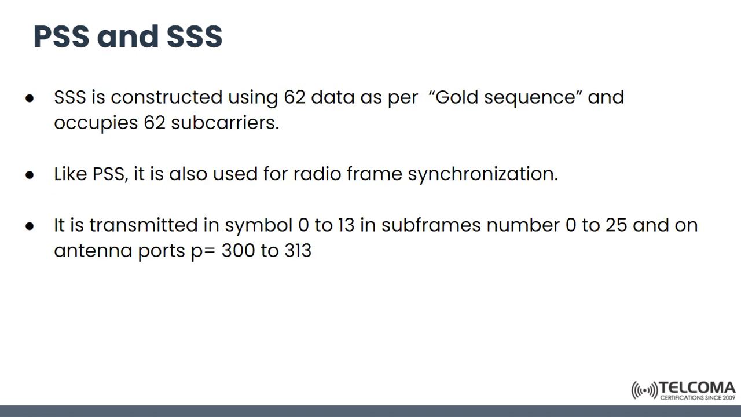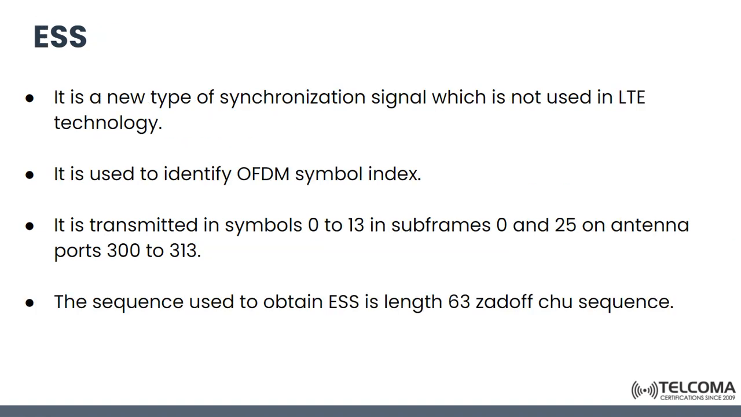The SSS, the secondary synchronization signal, is constructed using 62 data symbols as per the Gold sequence, and it occupies the 62 subcarriers. Like PSS, it is also used for radio frame synchronization. Again it is transmitted with the same symbols.